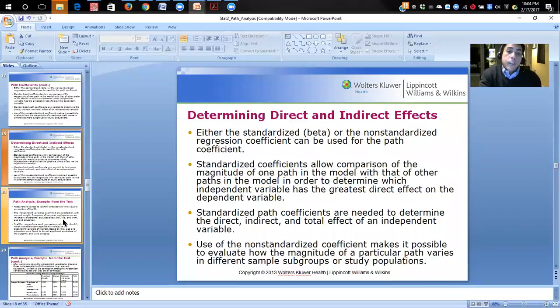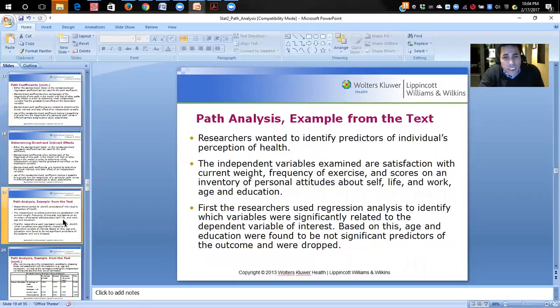And then the use of the non-standardized coefficient makes it possible to evaluate how the magnitude of a particular path varies in different sample subgroups or study populations. So there's a very distinct function for the standardized coefficient, and there's a very distinct function for the non-standardized coefficient when we use path analysis. Researchers wanted to identify predictors of individuals' perceptions of health.